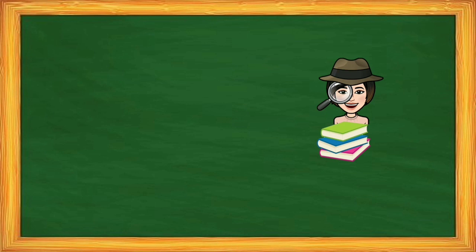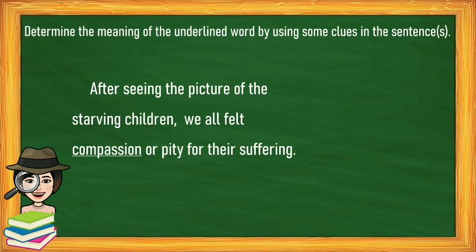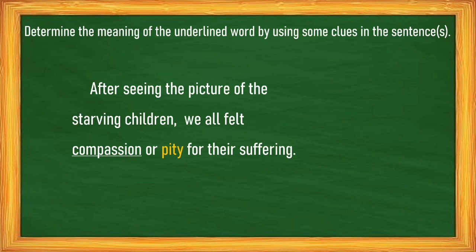Are you now ready for our exercises? Let's begin. Determine the meaning of the underlined word by using some clues in the sentence. After seeing the picture of the starving children, we all felt compassion or pity for their suffering. What is the clue in the sentence? That's right. The clue is the word pity. Now, what type of clue is used in this sentence? Amazing. It is synonym.